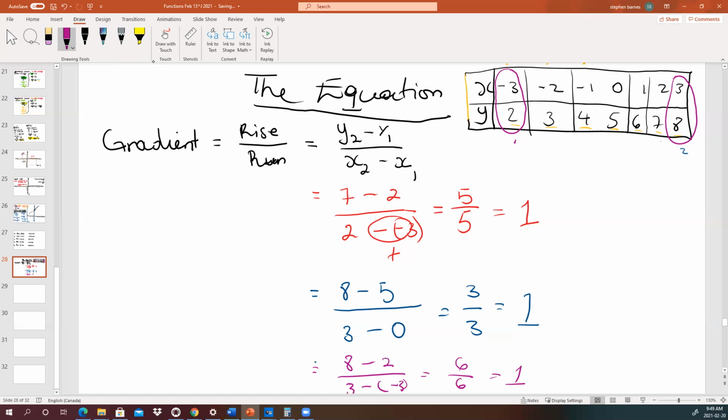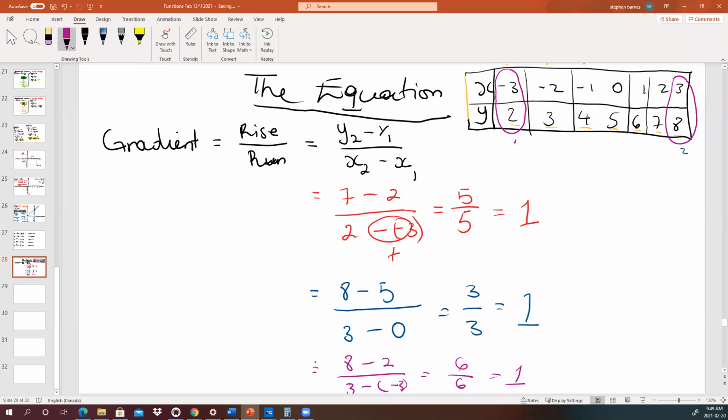Answer is positive 1. It doesn't matter which points you use, the entire line is slanted the same way, you should get the same answer. If you don't, then your answer is wrong, right? Then you've done something wrong somewhere along the line. So are we all clear on that so far? How to find the gradient this way? Yes, please.